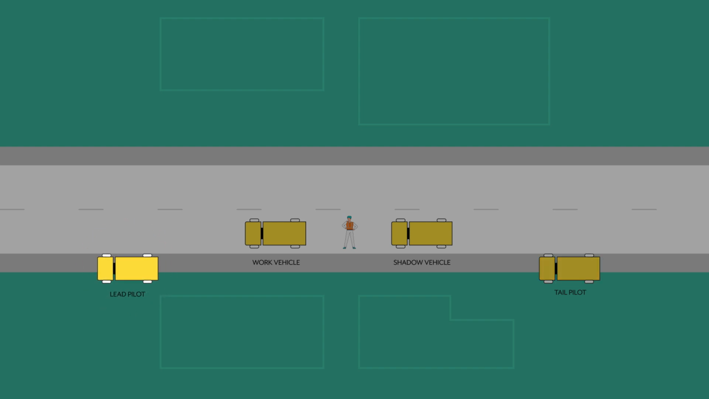A lead pilot is commonly used where the forward clear sight distance to the work vehicle that is situated on the live lane cannot be achieved and the operation is going to cover a distance greater than 1 kilometre.